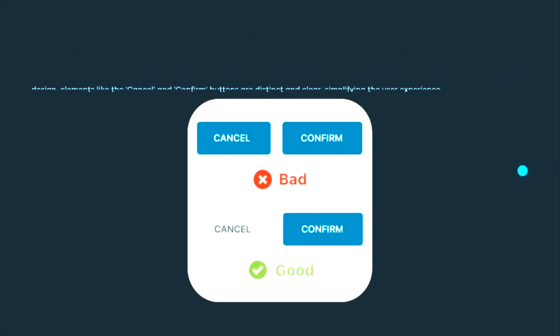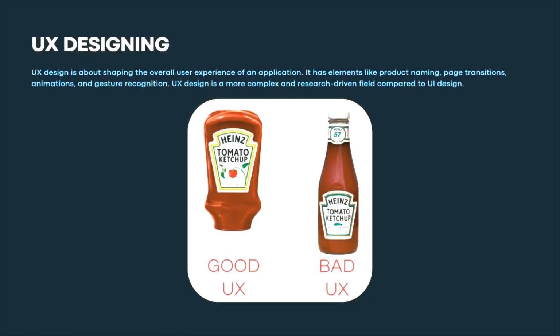Moving on, let's explore user experience designing, or more commonly known as UX designing. UX designing is all about shaping the overall user experience of an application. It has elements like product naming, page transitions, animations, and gesture detections.